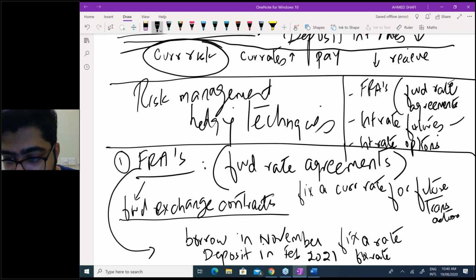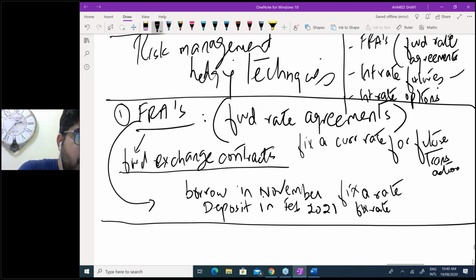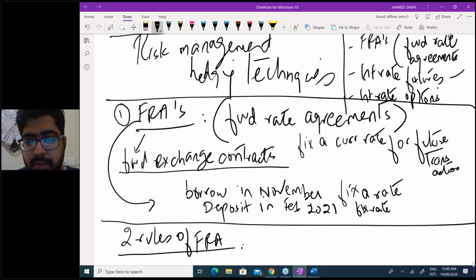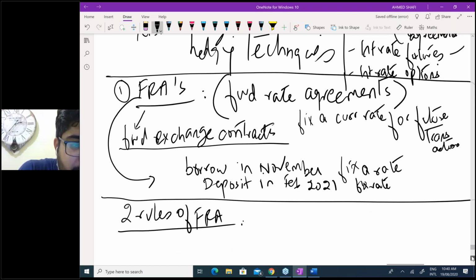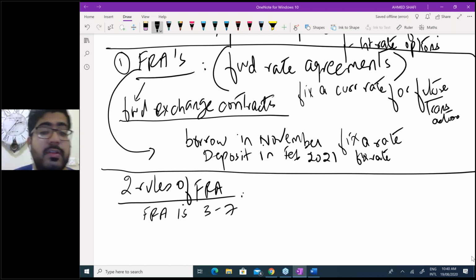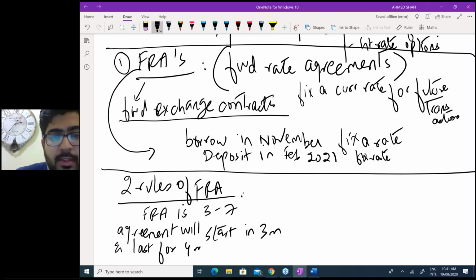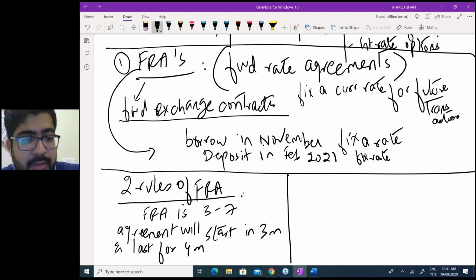Okay. Now, before moving towards the workings of FRA, I want to tell you two rules of FRA. Rule number one, if it's written FRA is 3-7, what is the meaning of this? If it's written FRA is 3-7, it means the agreement will start in 3 months. The first digit is the starting time period. The agreement will start in 3 months, and the lasting period is denoted by the gap. It will last for the gap, 4 months.